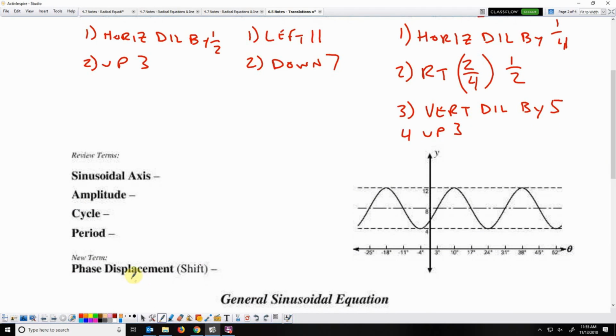So a little review of some terms. The sinusoidal axis is the horizontal center line. Okay, so the horizontal center line for this particular sine or cosine wave, this right here is the sinusoidal axis, so we'll call that our center line or the sinusoidal axis. The amplitude is the maximum distance above or below the axis or the center line.